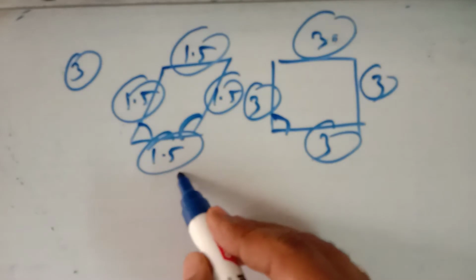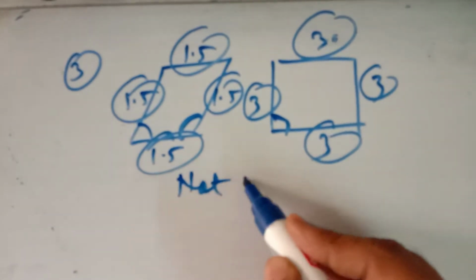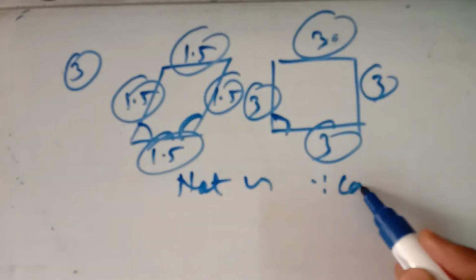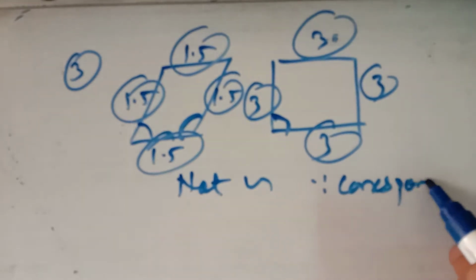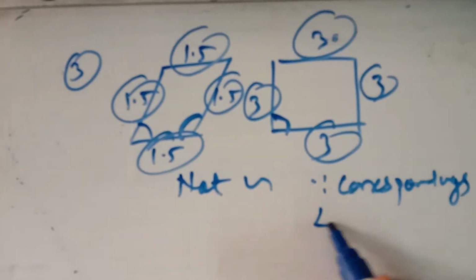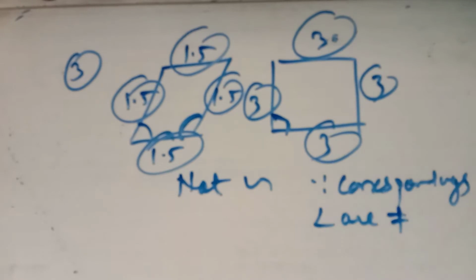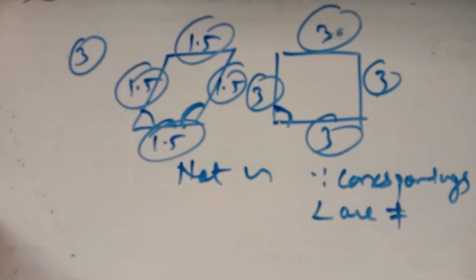Not similar, because corresponding angles are not equal. इसके कॉरस्पॉन्डिंग एंगल्स इक्वल नहीं हैं, इसलिए दीज फिगर्स आर नॉन सिमिलर. ये सिमिलर नहीं है. So this is the basic question based on similarity.